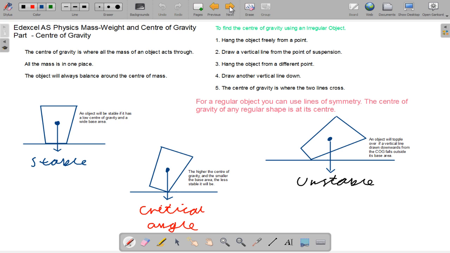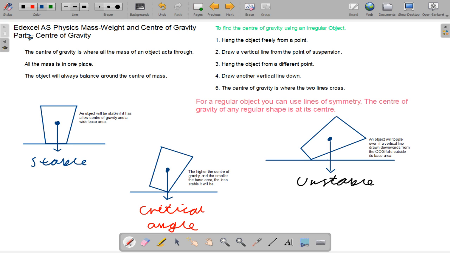What is centre of gravity? It's where all the mass is in one place. So this is part 2. Centre of gravity is a single point where you can consider its whole weight to act through. The object will always balance around the point, although in some cases the centre of gravity falls outside the object. And you can find it in an experiment.